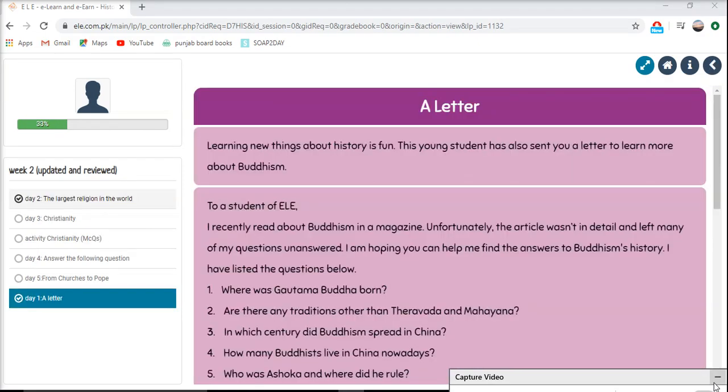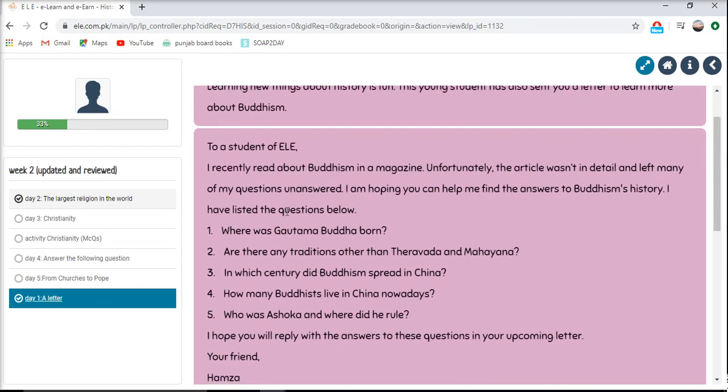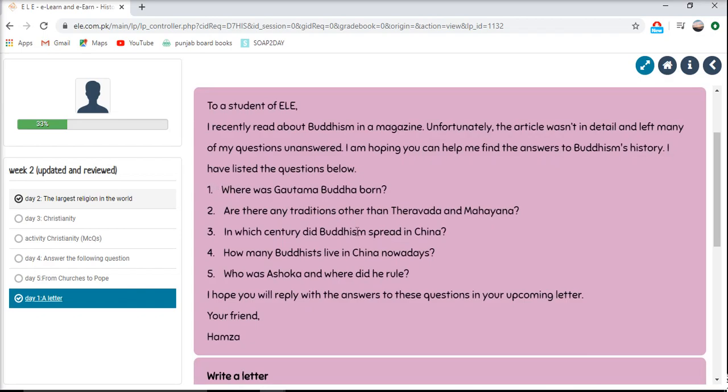Now let's do Day 1, Week 2 for History. Day 1, a letter. Learning new things about history is fun. This young student has also sent a letter to you to learn more about Buddhism. Okay, so you have a letter right here. Let's read it. To an ELE student. He has sent this letter to you, an ELE student. Read this letter and read all of his questions.